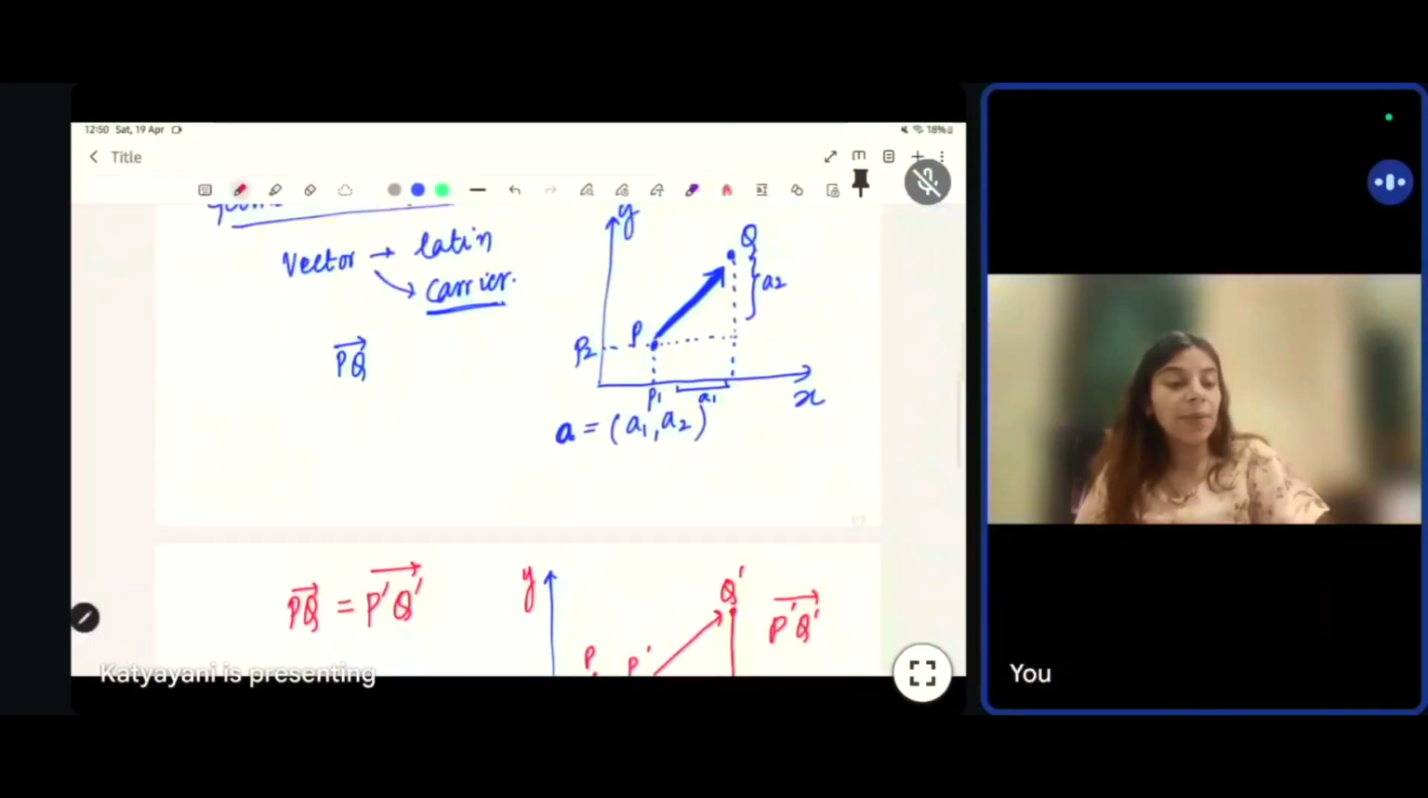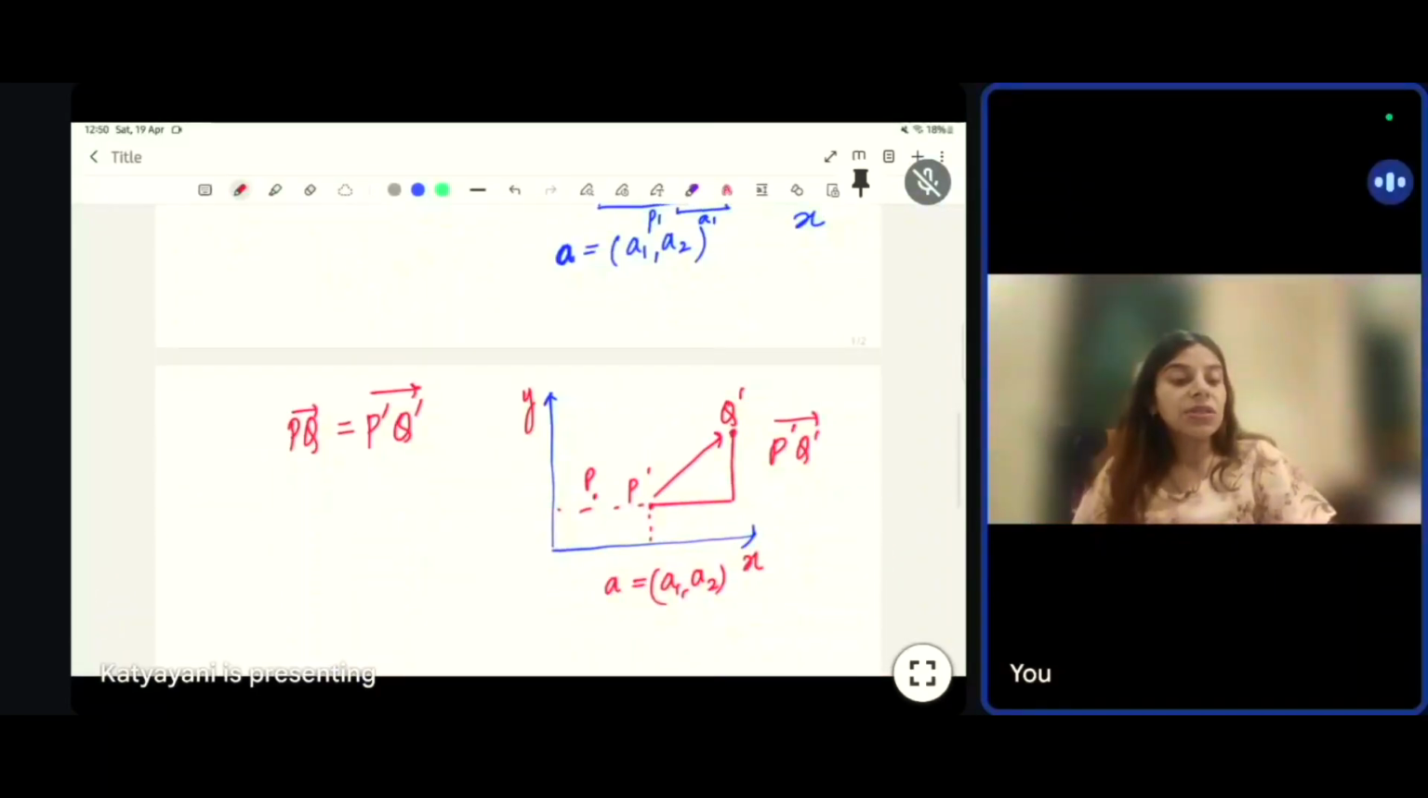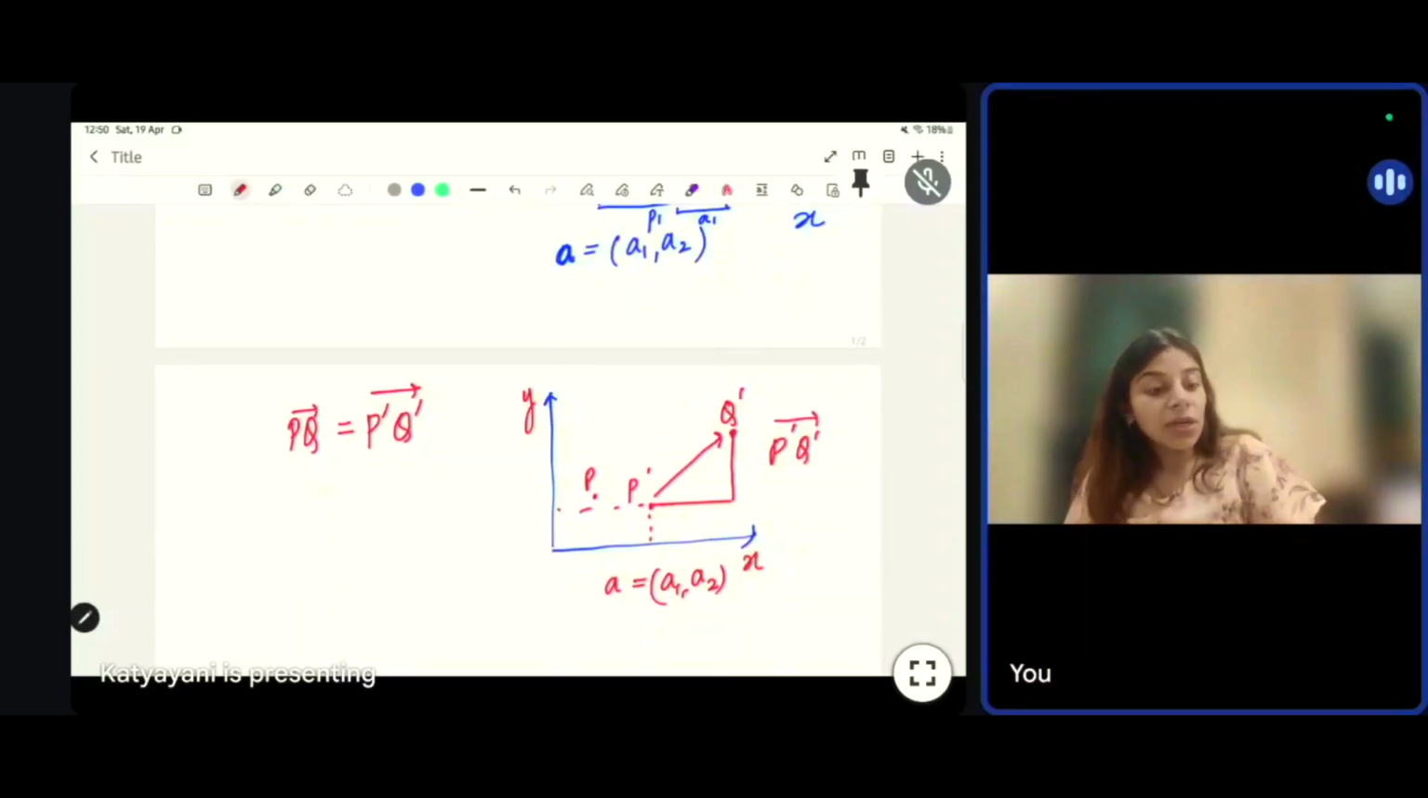यहाँ पे आप देख सकते हैं, यहाँ पे हम P से Q पे move कर रहे थे, पर P से Q पे जाने के लिए मुझे horizontally A1 distance cover करना पड़ा, vertically A2 distance cover करना पड़ा, right? Here again, when I was at a different point, say P prime, again I am covering a distance of A1 on the x-axis and a distance of A2 on the y-axis.